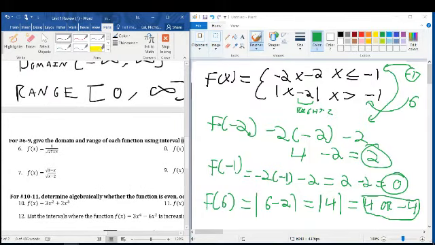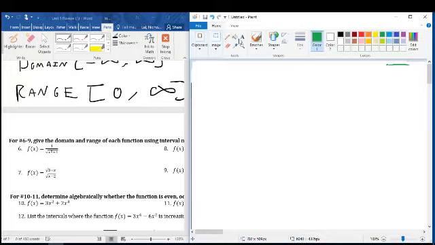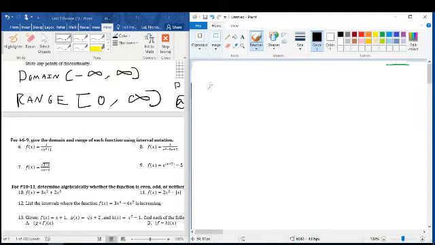Alright, so keep on going. For problems 6 to 9, give the domain and range of each function using interval notation. So for 6, we have f of x is equal to 1 over the square root of x squared plus 1.